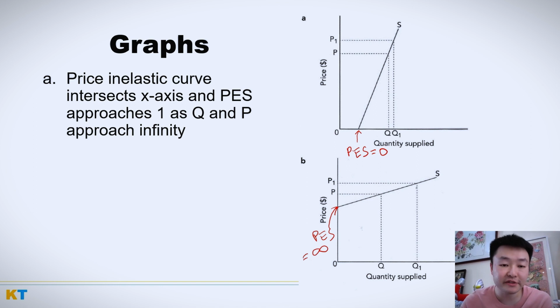Now, the interesting thing is that the PES in an inelastic curve, assuming it's linear, like it's drawn here, approaches 1 as Q and P approach infinity. And this is just mathematically correct, right? Now, in reality, obviously, we have supply curves that aren't linear, right? But if the supply curve is linear, then the PES approaches 1 as Q and P approach infinity. Now, you can work out the math behind that if you want, but I'm not going to do that in this video.